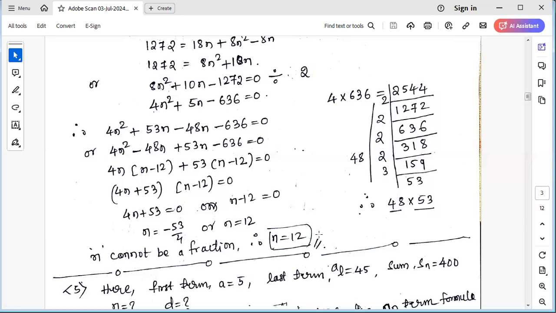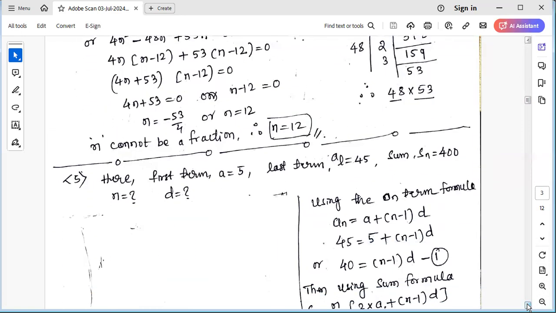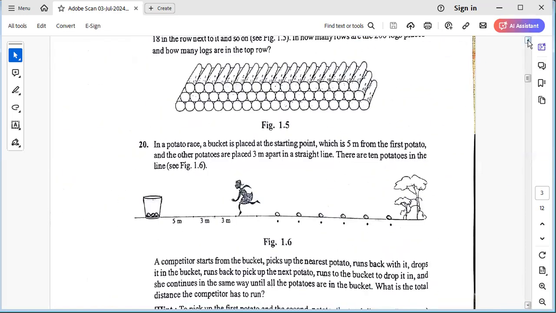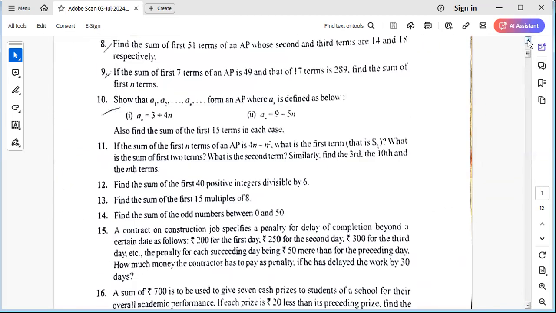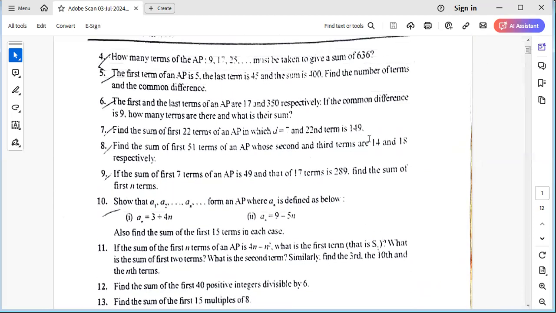So in this way, that means there are 12 terms in the given arithmetic progression, and hence the problem is solved. So we'll see what is the fifth problem. Go back to the exercise 1.3. So this is the fifth problem.